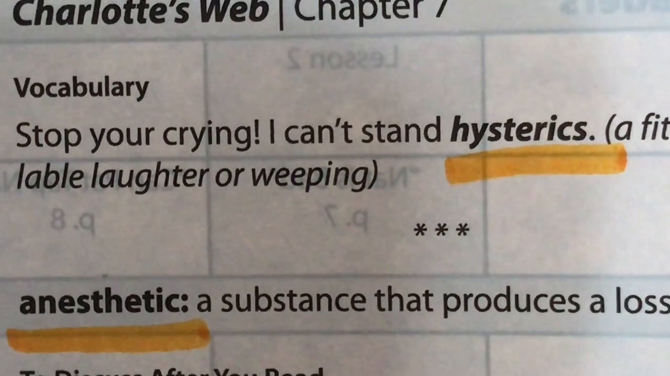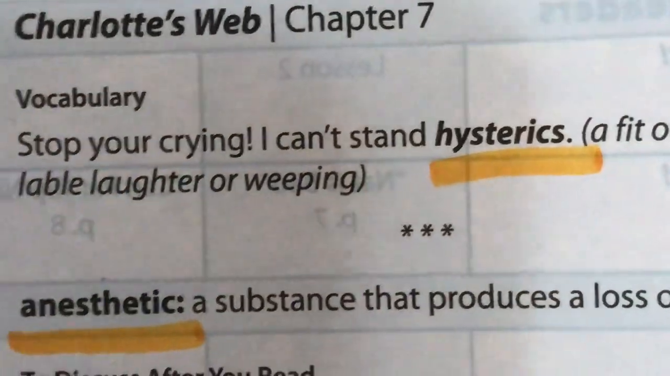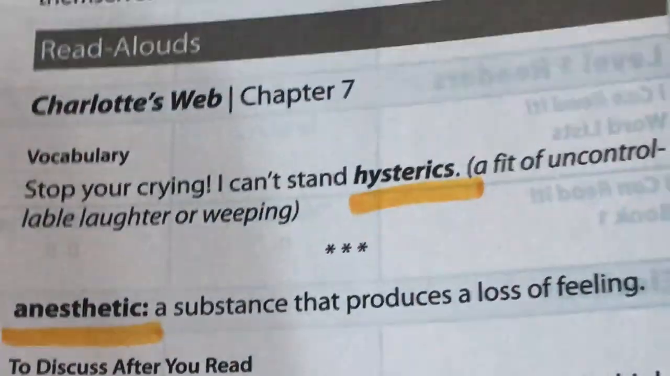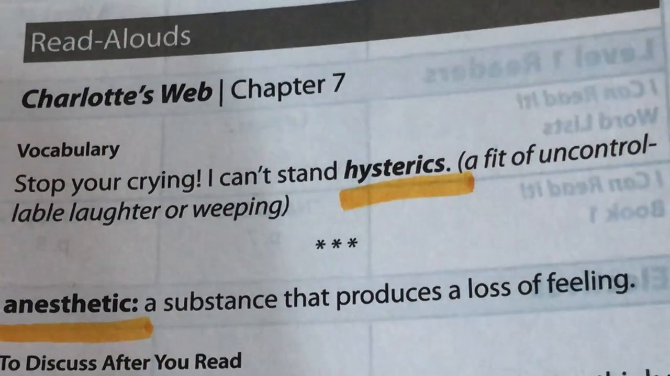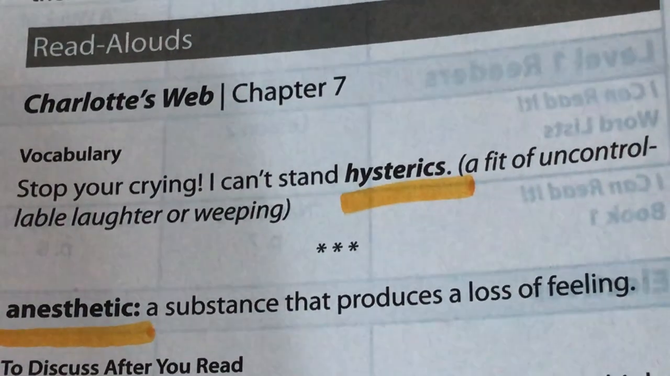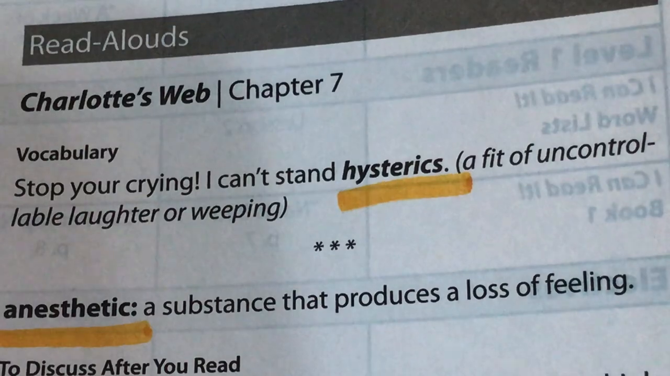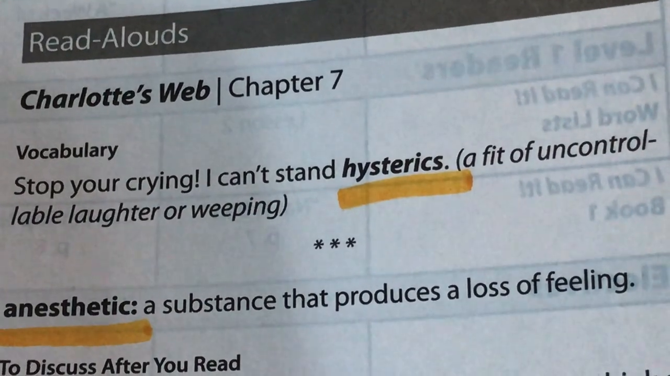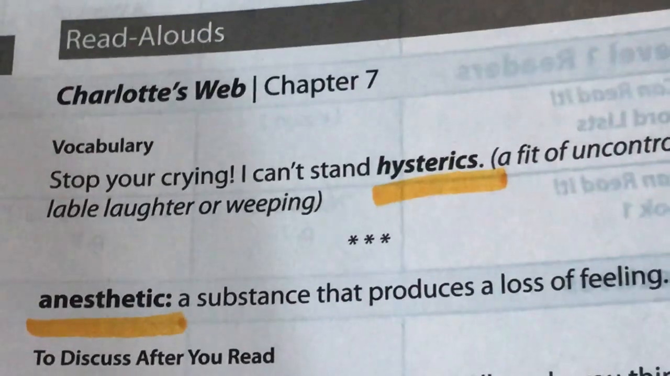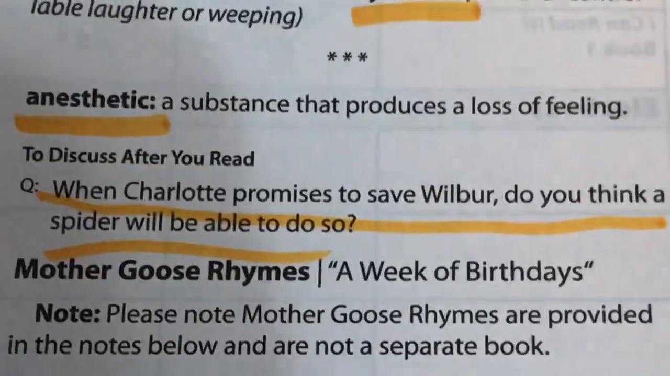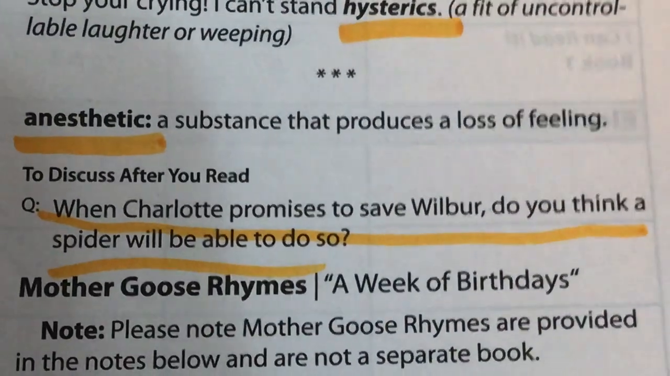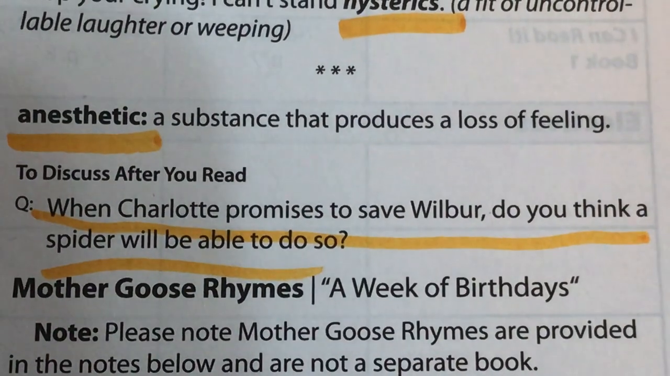Hysterics is one of the words we're going to be listening for. Hysterics means a fit of uncontrollable laughter or weeping. And anesthetic. Anesthetic is a substance that produces a loss of feeling. So as we read, we're going to read chapter 7. We're going to listen for hysterics and anesthetic. We're also going to listen for when Charlotte promises to save Wilbur.